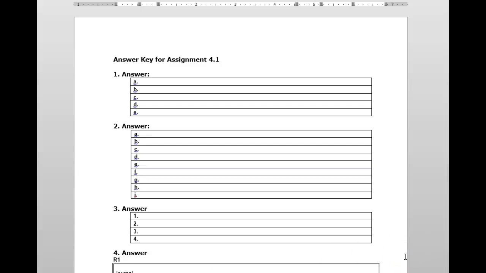We are at the assignment 4.1 handout, and there are all blanks there. So I guess we better start answering some questions, or help you answer some questions.